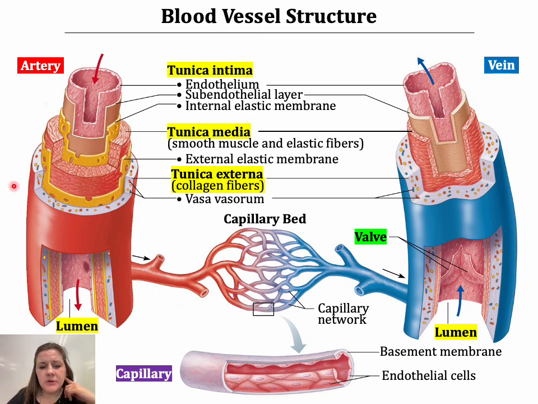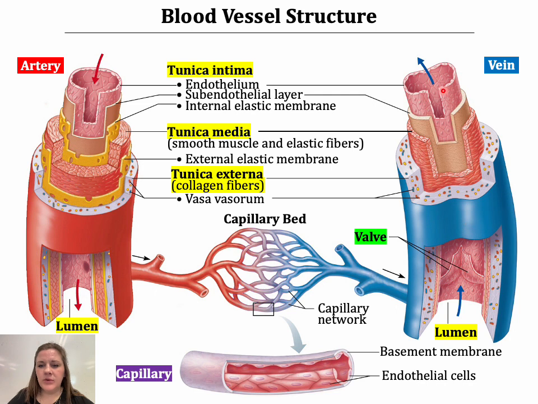The external or tunica externa layer is mostly collagen fibers, just providing structural support. And when we have a really large vessel, there'll actually be a small network of blood vessels supplying that tunic as well. And we call that the vasa vasorum. So blood vessels can be really, really big and need their own supply of nutrients and exchange of waste. So we may or may not see that vasa vasorum present there, depending on the size.